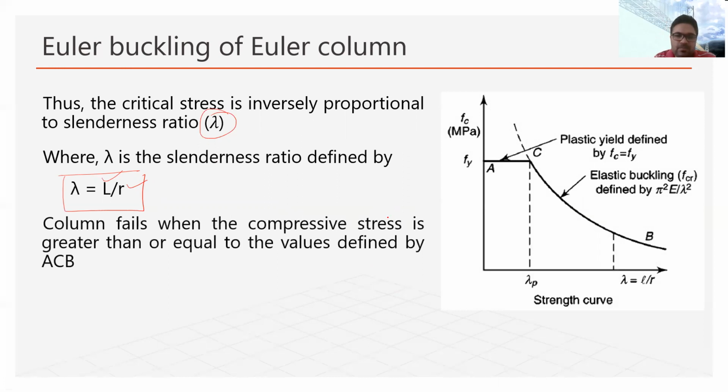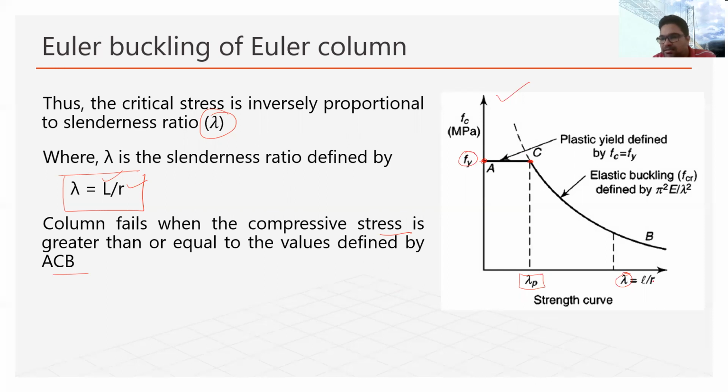Using this strength curve, it says the column fails when the compressive stress is greater than or equal to the value defined by ACB. In this strength curve, you can see that this point is A and this point is C. Up to point C, corresponding to this on this axis, you can see the value shown for lambda. This lambda p is the critical slenderness ratio.